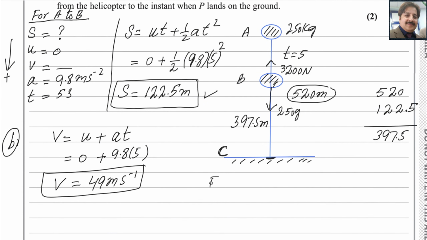Now for B to C, we can use Newton's second law of motion. Net force is equal to ma. From here you can find the acceleration. From B to C, it is facing resistance to the motion, and because it is moving downwards, the acceleration is acting downwards. So the direction of acceleration will be downwards.